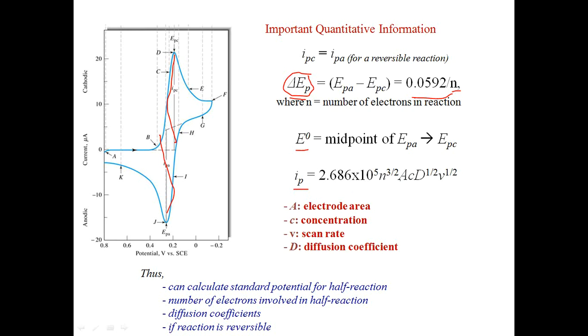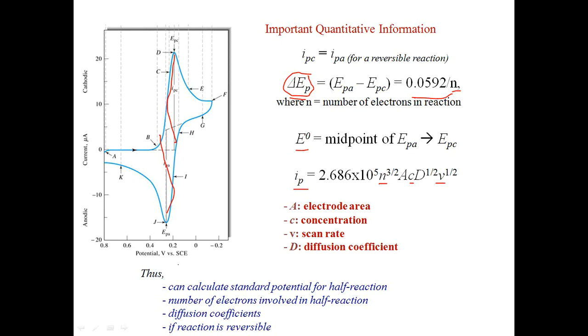D is the diffusion constant. The two terms you already know are n, which represents the number of electrons, and mu, which represents the scan rate, right? And C represents the concentration. Here again the concentration is directly proportional to the current obtained, both the cathodic current as well as the anodic current. So the current is directly proportional to the concentration.